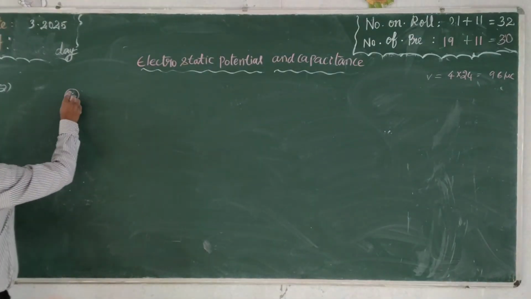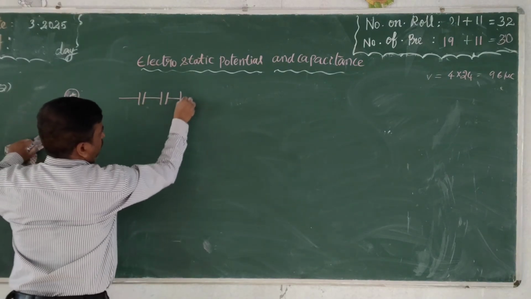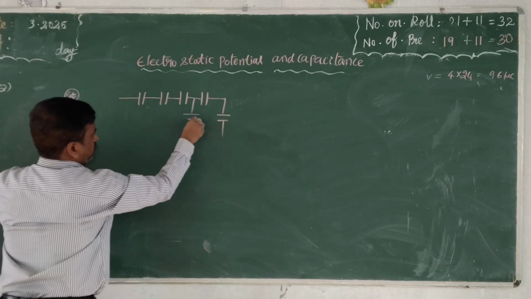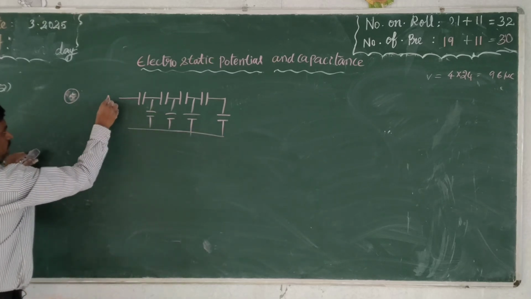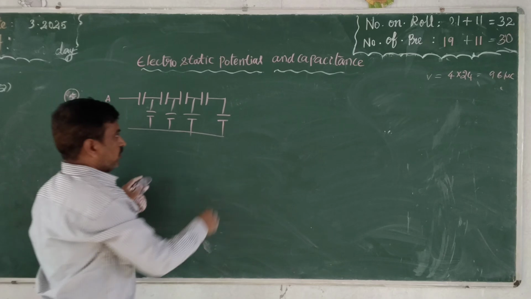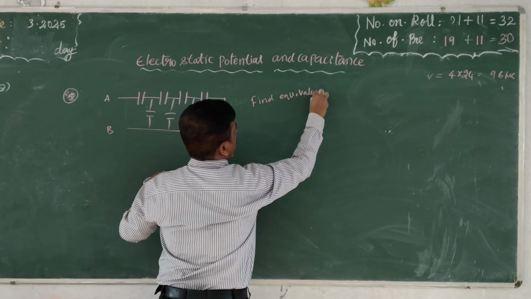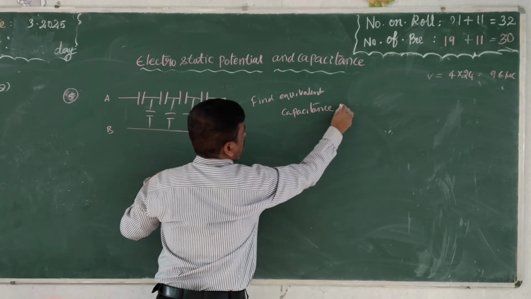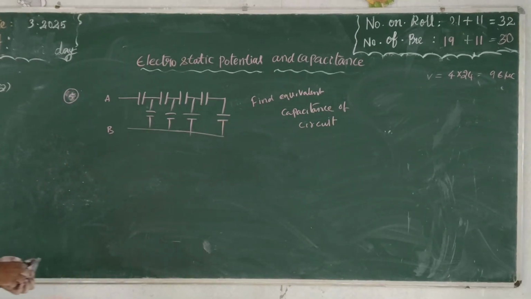Next problem is a series and parallel combination. See, it is the circuit. We want to find the equivalent capacitance of the circuit. First, we find out which are in series and which are in parallel.